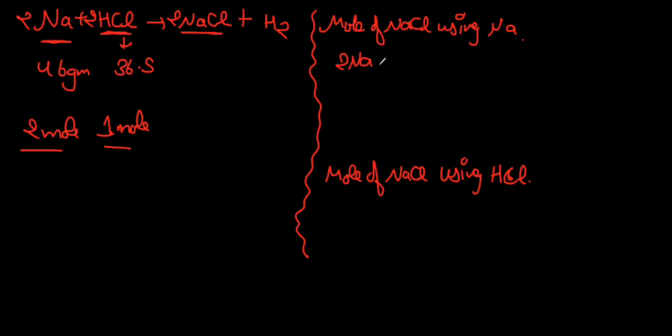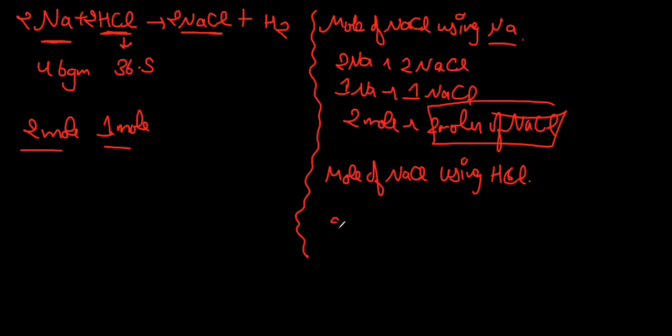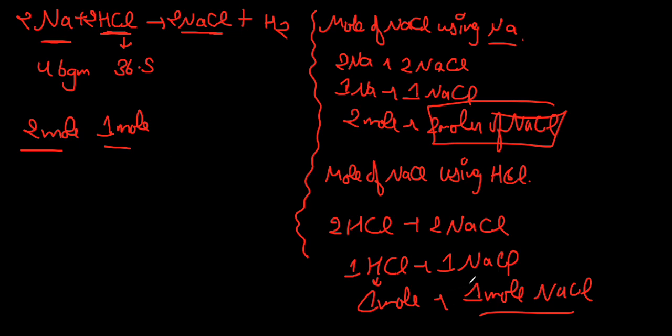In this case, 2 Na is giving you 2 NaCl. So the ratio is 1 is to 1. 1 Na will give you 1 NaCl. In reality, you have 2 moles, so it will give you 2 moles of NaCl. Fine. So according to Na, I am getting 2 moles of NaCl. Let's try using HCl. So 2 HCl is giving you 2 NaCl. 1 HCl will give you 1 NaCl. In reality, you have 1 mole of HCl only, so you'll be getting 1 mole of NaCl. This is a basic ratio.